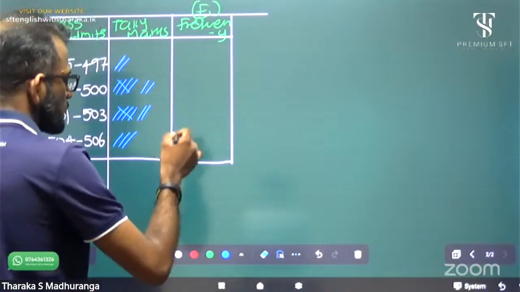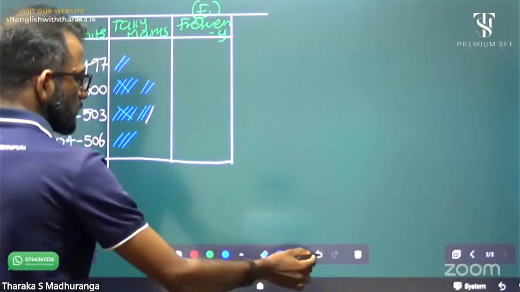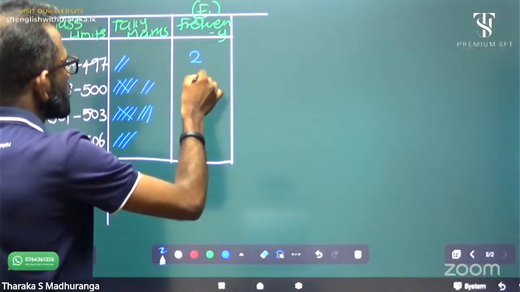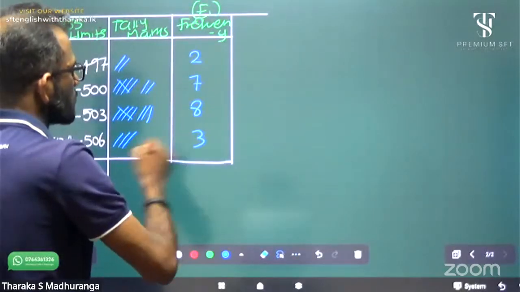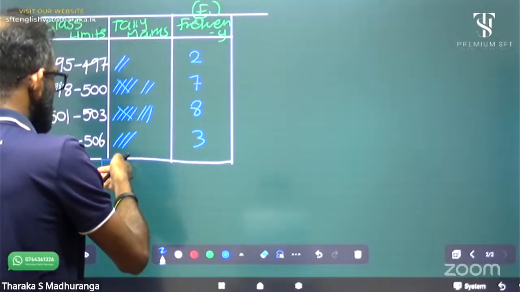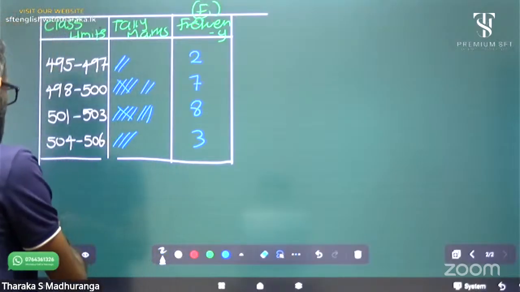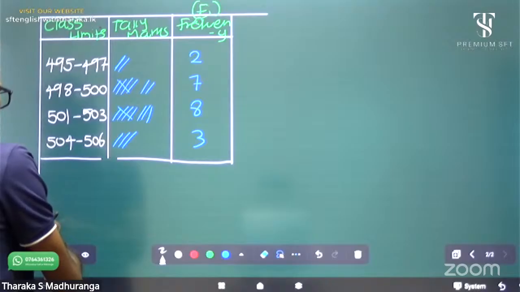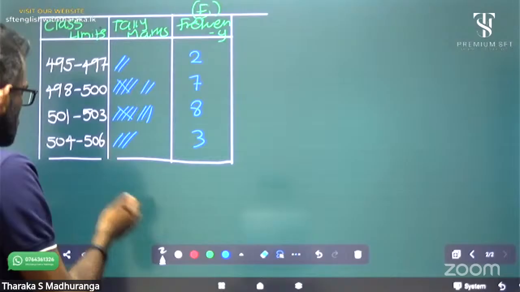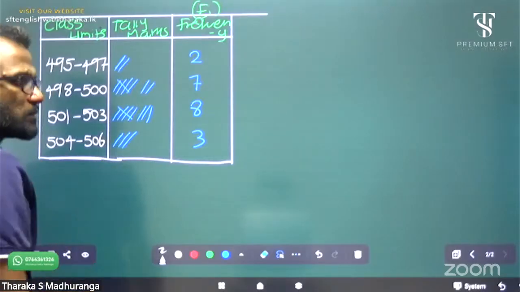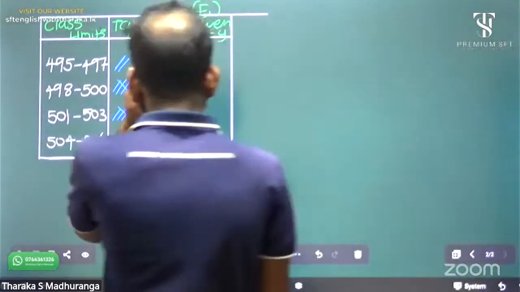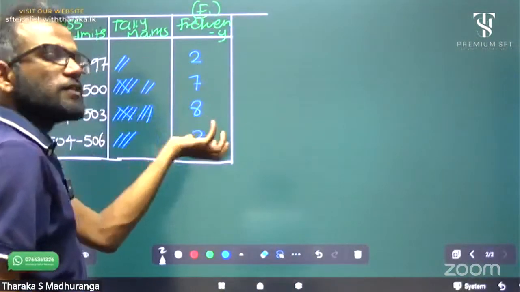This one 8. Good. It's 8. Then 2, 7, 8, 3. Good. Please check others. Please check your answers. It's very simple. Just add tally marks. Just adding tally marks.